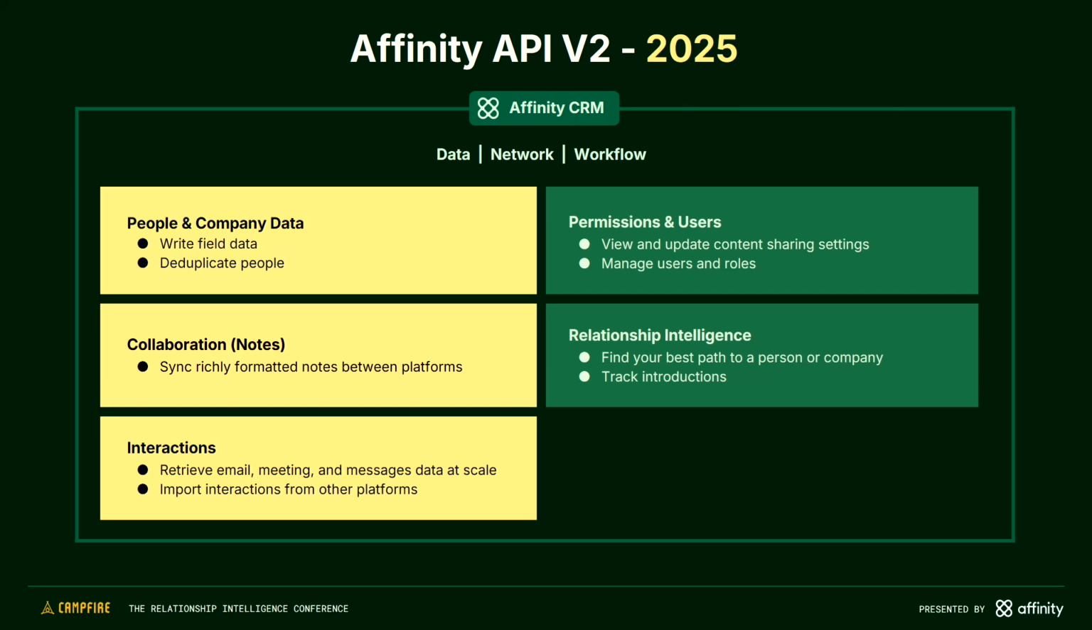And so in the coming year, what's in yellow here is in 2025: writing field data, deduplicating people in bulk, so making it really easy to merge, syncing richly formatted notes, so writing, creating them, managing them, as well as retrieving and importing interactions from other platforms. And so we're going to improve the interactions API, make it possible to support different types, and make it possible to just do all of these things with very high quality in a reliable way designed for consumers.